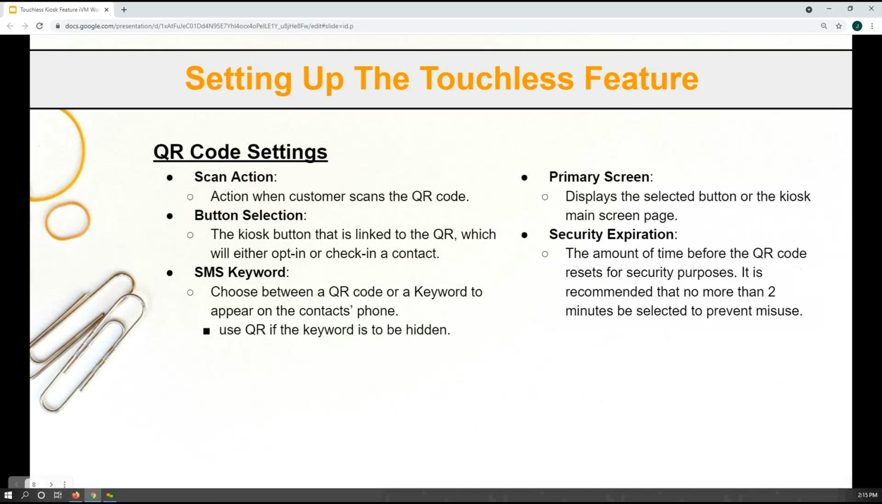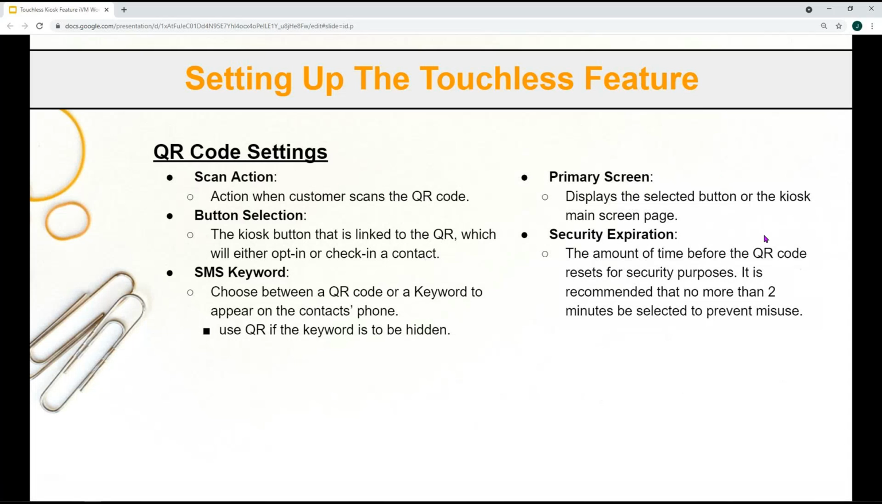The primary screen displays the selected button to the kiosk main screen. So basically, it's giving you two options. Do you want the customer to only see the one button that you choose, or do you want them to see the kiosk main screen, which in the case of the loyalty kiosk that I've designed, it actually has two buttons. This will give the customer the opportunity to choose which button they want to use.